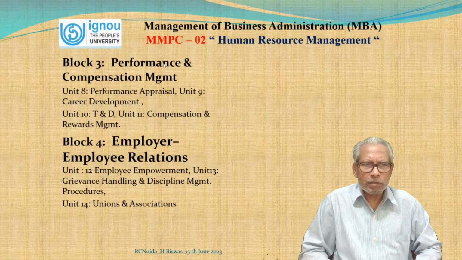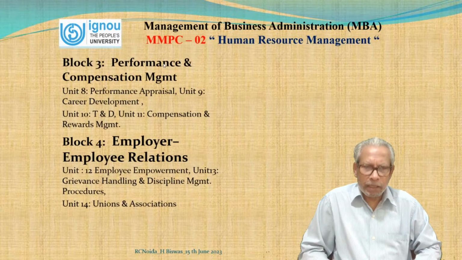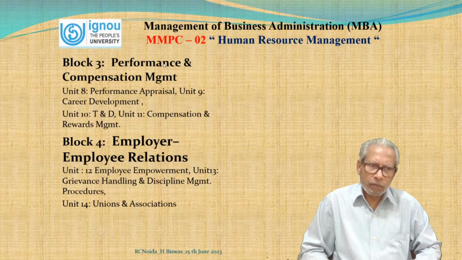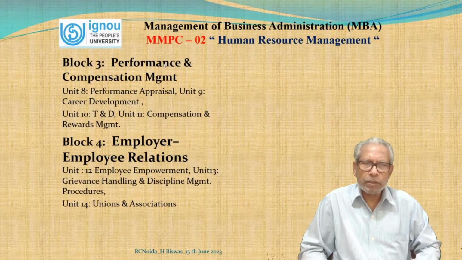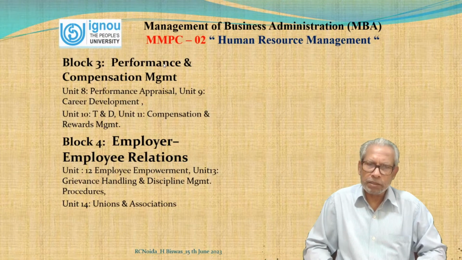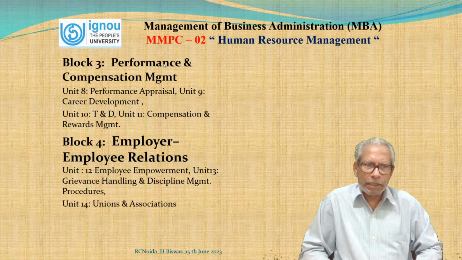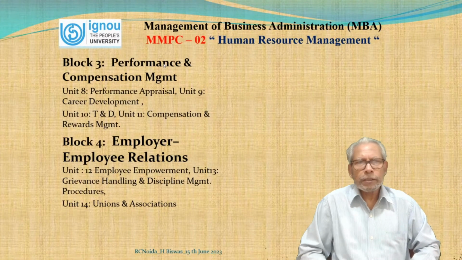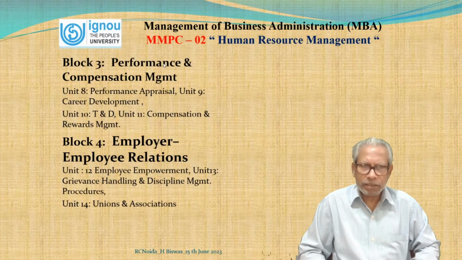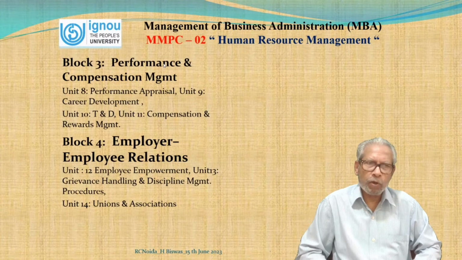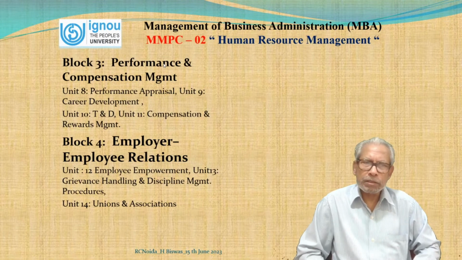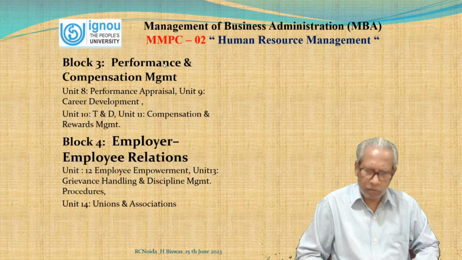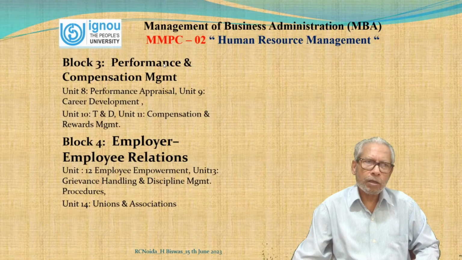And the last block, block number 4, is employer and employee relations, where there are 3 units. Basically, unit number 12 is employee empowerment, unit 13 is grievance handling and discipline management, and unit 14, the last unit, is unions and associations. So this is the way the structure of the course is given. There are 4 blocks, and all the blocks are unique. Today we have to discuss block number 1.